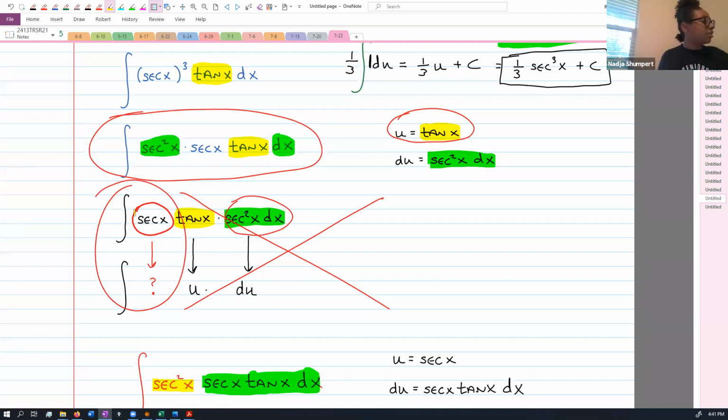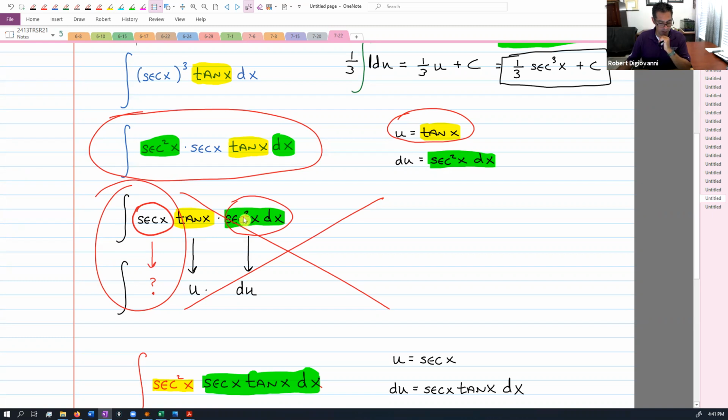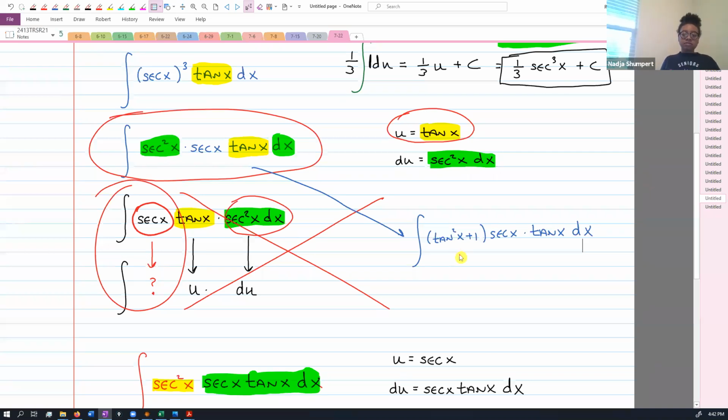Would you be able to substitute that with 1 plus tan? Oh yeah, the Pythagorean identity. Yes, you could replace this secant squared right here with 1 plus tan squared x. So you're saying, could you have rewritten this as tan squared x plus 1 times secant x times tangent x dx? Am I correct? Yes, you could.